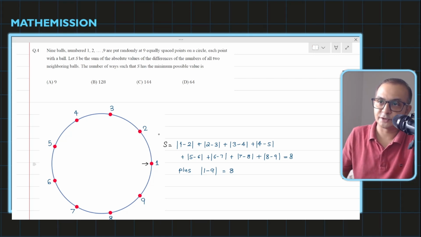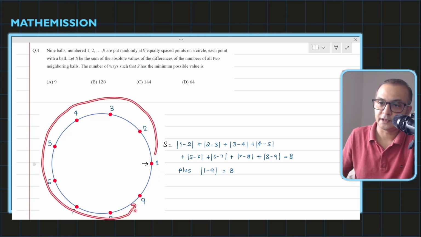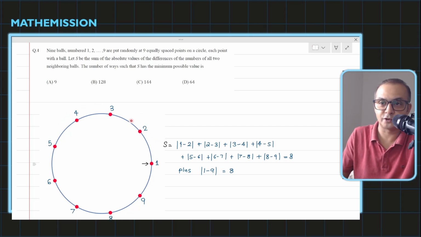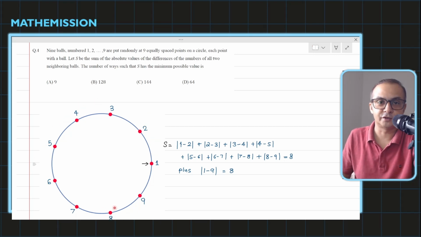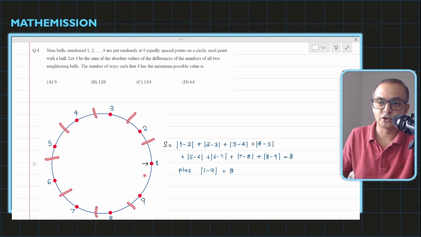Because this gap is already, I have 8 from 1 to 9 in this direction, and from 1 to 9 in the other direction is also 8 if I write all these numbers in increasing order. So because each gap between two consecutive numbers, if you write in increasing order, is 1, there is no chance to get less than that, and this is certainly going to be 8.